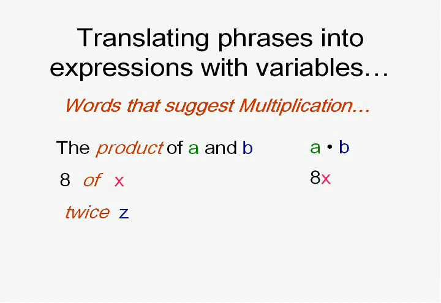Twice is an easy one. It infers 2 times something. So twice z would be written 2z. Y times 3. This one's a little screwy. Y times 3. We're not going to write y3. When we have a number multiplied by a letter, we're always going to put that number first. We always want to be writing things the same way so that your answer matches my answer and so on. So just remember, when we have a number and a letter, always write the number first. So that's 3y. That means 3 times y.